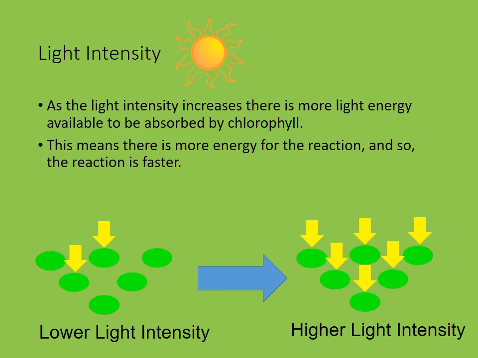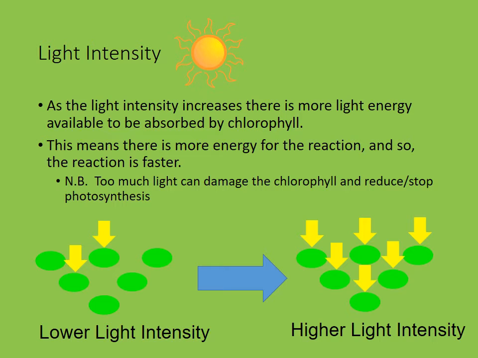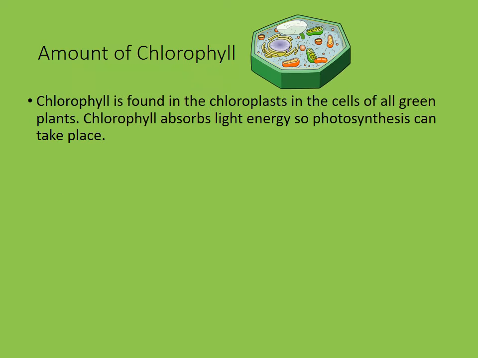So more energy, faster rate of reaction, but again, like with temperature, we have to be aware that if there's too much light energy, that light can damage the chlorophyll, can actually bleach it. You can see it sometimes on plants where they have kind of white spots on them, and that means that photosynthesis isn't going to be able to happen.